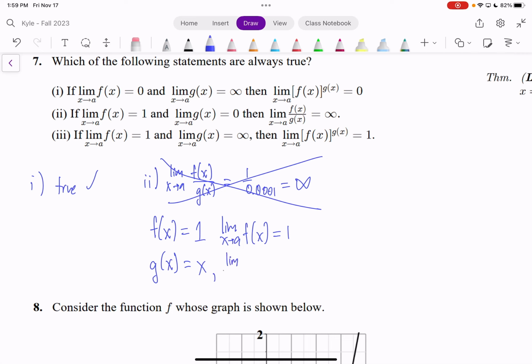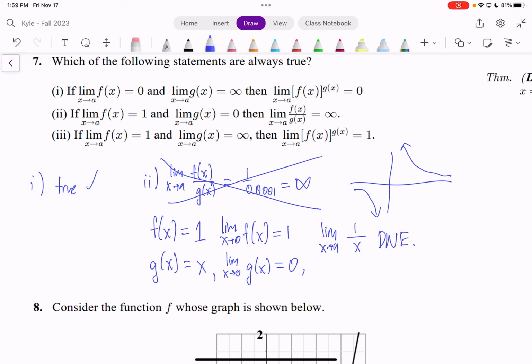Then we have, let's say a is 0. The limit as x approaches 0 of g of x is 0. But if we look at the limit as x approaches a of 1 over x, which is f over g, that limit doesn't exist because they diverge in either direction. So this limit does not exist. So 2 is not true. So 2 is false.